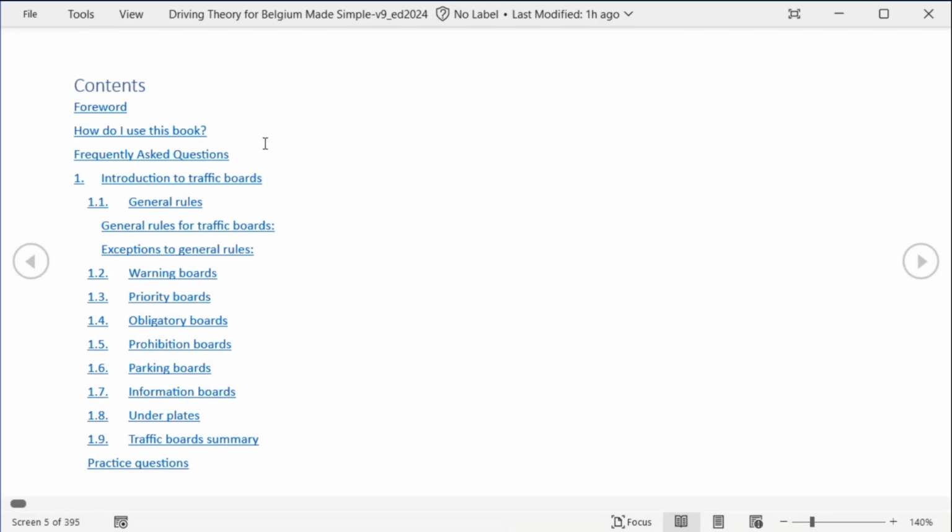Then there are frequently asked questions on, let's say, the theory exam, the duration, the price of the exam, the translation, and all those things. And then the first lesson is the introduction to the traffic boards. Basically, we will talk about all the traffic boards. We will talk about all the general rules.